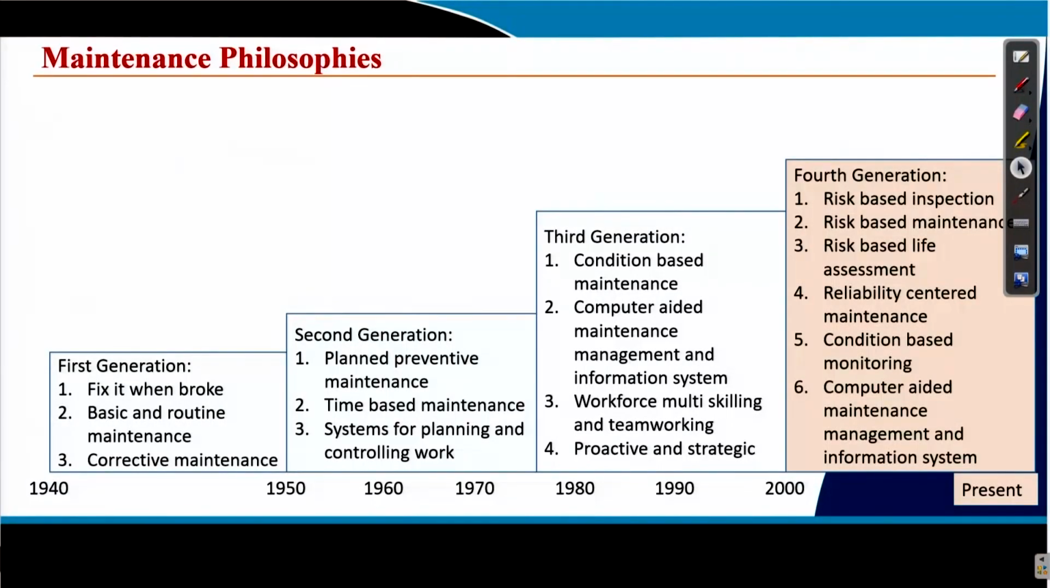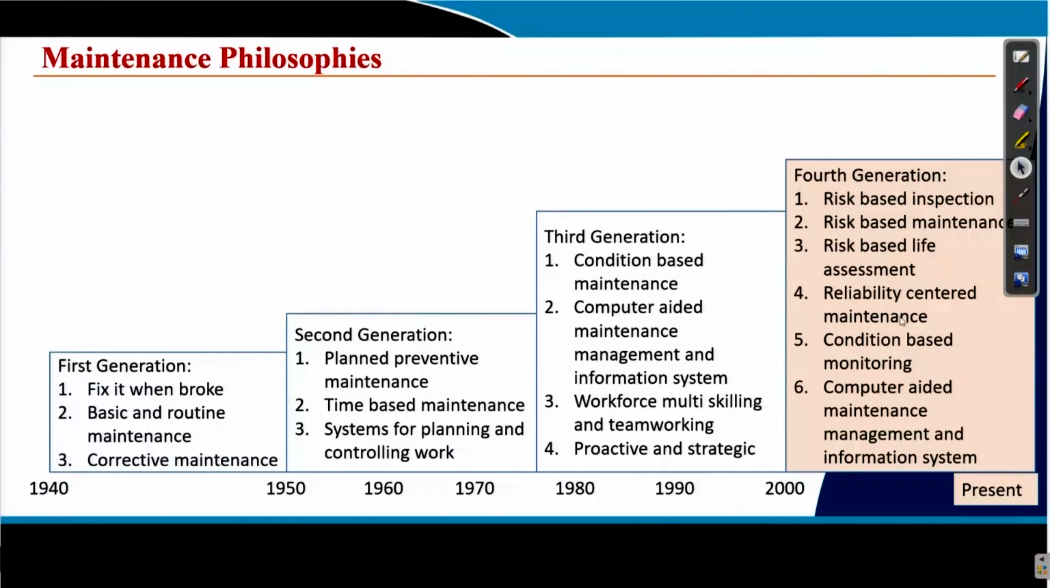So that is condition, the condition of the equipment, system, machine, component, and you act on it. Then after that, computer aided maintenance management and information systems, to make it data oriented. And then workforce multi-skilling and team working, that is related to the competency of the human. And obviously these are all proactive and strategic, meaning you maintain before failure occurs.